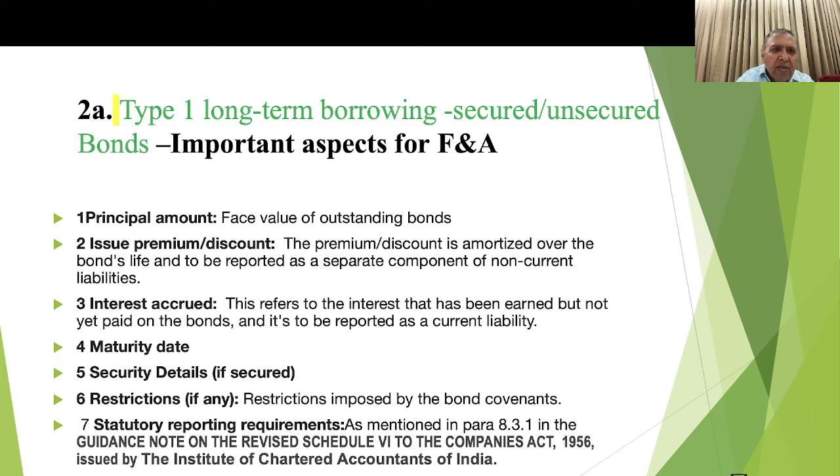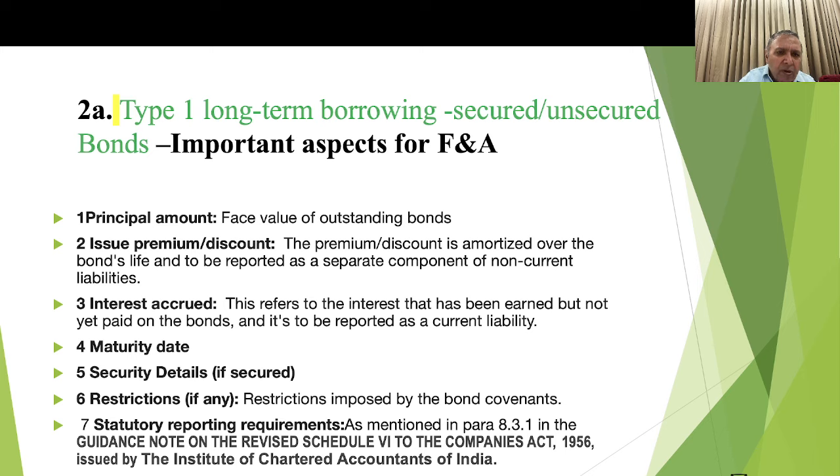Now, type 1, long-term borrowings, secured and unsecured bonds. What are the important aspects for the finance and accounts team? These are 7. Number 1, principal amount, face value of the outstanding bonds. Number 2 is the issue at premium or discount. The premium and discount is amortized over the bond's life to be reported as a separate component of non-current liabilities.